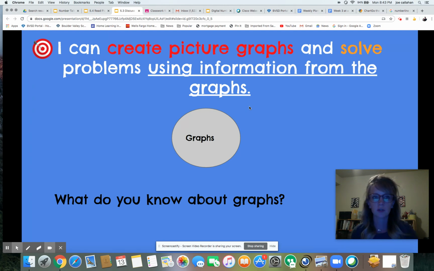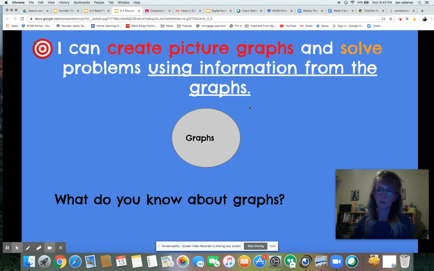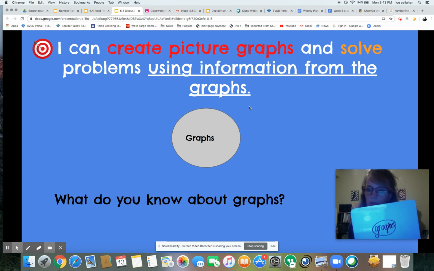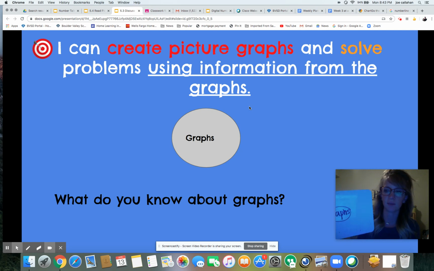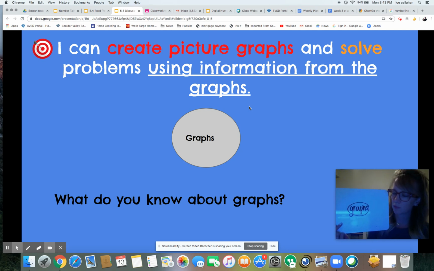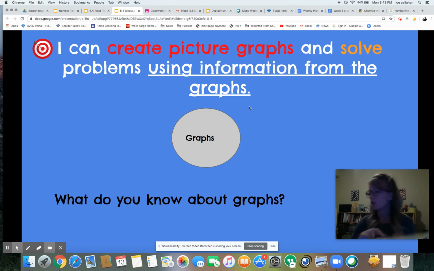So if you don't already have paper and pencil handy, I want you to grab a piece of paper, or I happen to have a whiteboard. If you happen to have a whiteboard at your house, that's great, but you might not have that. So I want you to grab what you can, and make a circle map of graphs. Pause the video now, and spend 2 minutes writing down all the things that you know about graphs.